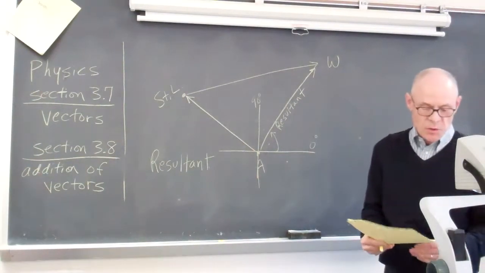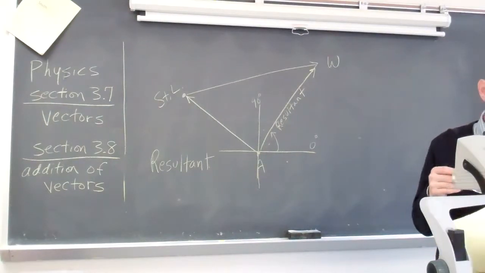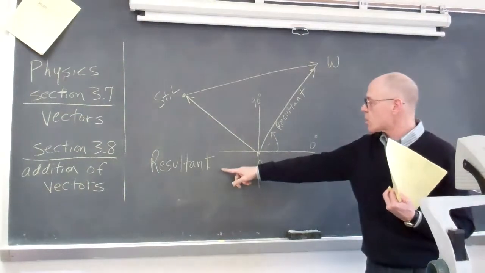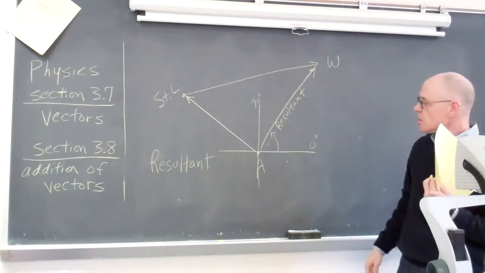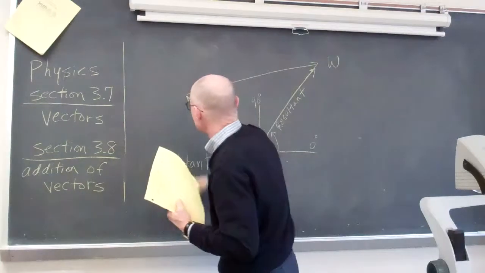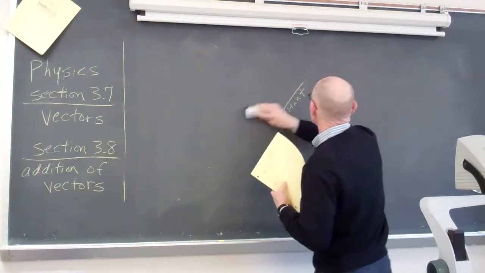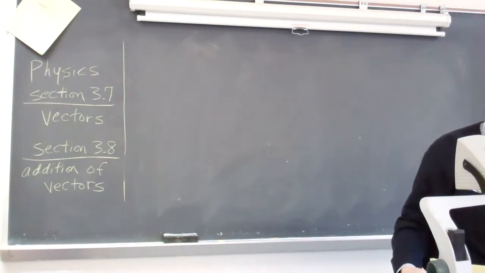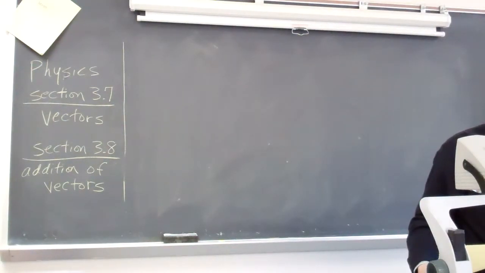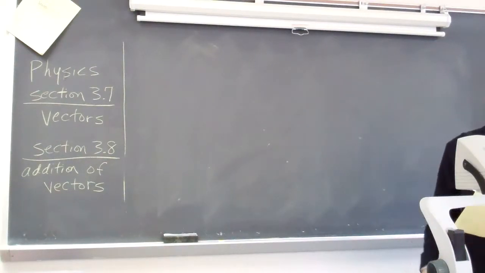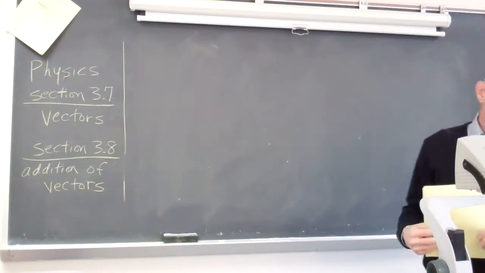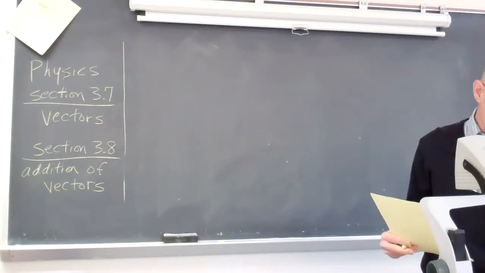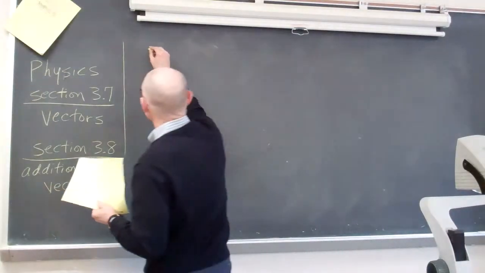So anyway, that's just a quick introduction to what's going to happen in the next section. The methods for adding vectors end up with what we call a resultant, which is the addition of the vectors. All right, and we're going to illustrate this by taking a look at examples 3.3 and 3.4. Now before we do that, there are two different methods that are discussed here. You can see in the introductory paragraph for section 3.8, there are two methods.